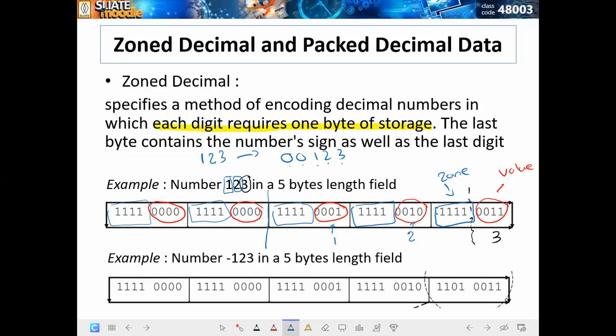මේ හැම block එකකටම මම කිව්වා zone එක තියෙනවා, value එක තියෙනවා. නමුත් දකුණු පැත්තේ තියෙන block එකේ, rightmost block is responsible for representing the sign of the entire number. In this rightmost block, right, the zone is responsible, මේක තමයි responsible වෙන්නේ sign එක represent කරන්න, right.